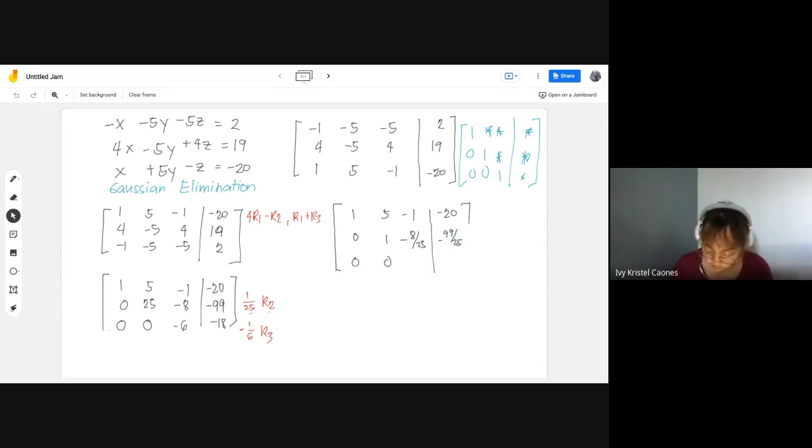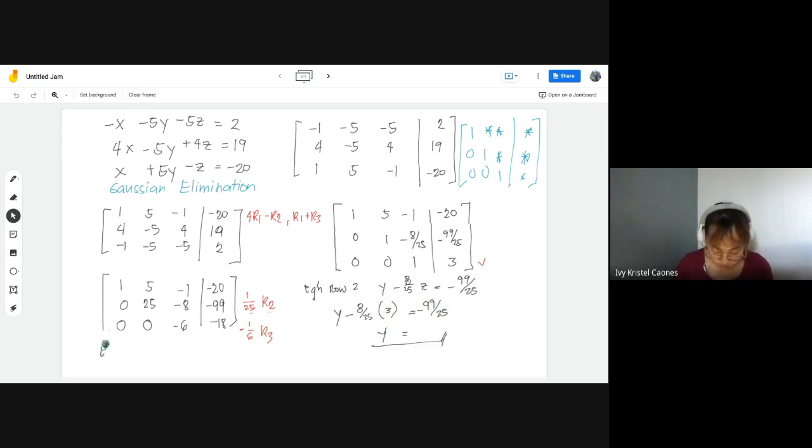Then this will give you 1, and -18 divided by -6 is 3. So that means in this solution, we already have the z. The question is, is it correct? Use the substitution method in the row 2 equation, that is y minus 8 over 25 z equals negative 99 over 25. So that is y minus 8 over 25 times 3 equals negative 99 over 25. What's the value of y?